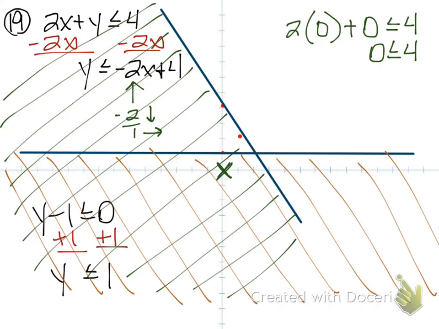Now where the overlap is occurring, this is your solution. Every point in that overlap would make both inequalities true. Everything in this right section that just has the orange all by itself only makes y minus 1 less than or equal to 0 true, but it won't make 2x plus y less than or equal to 4 true. So there's no way that you can write all the answers to the system of inequalities. The shading represents all of your answers.